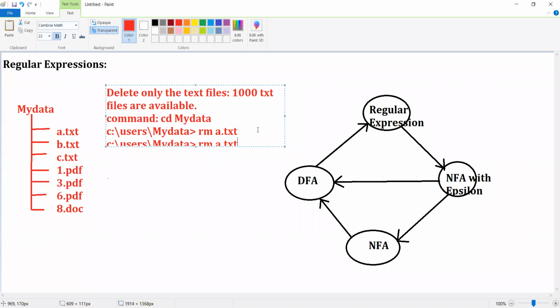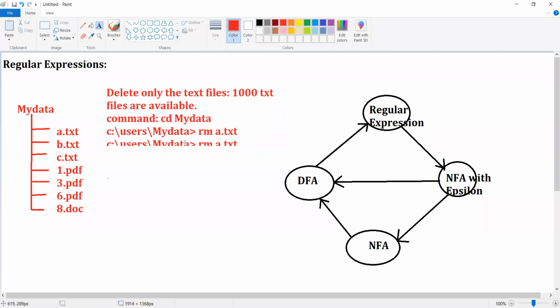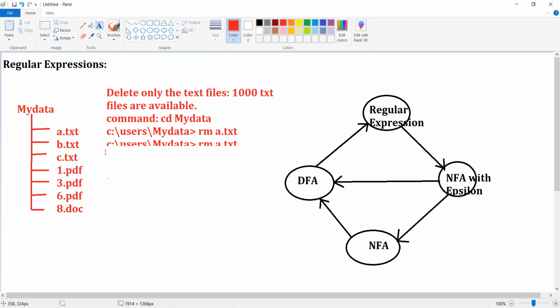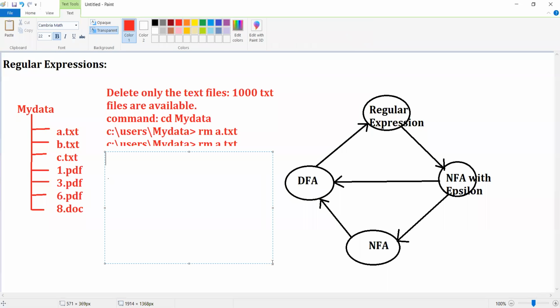Now if I want to remove the second file, please try to understand, then I am going to use rm b.txt. Suppose for the third file, rm c.txt. Now as we have only 3 files, making use of the rm command with a.txt, b.txt and c.txt is fine.